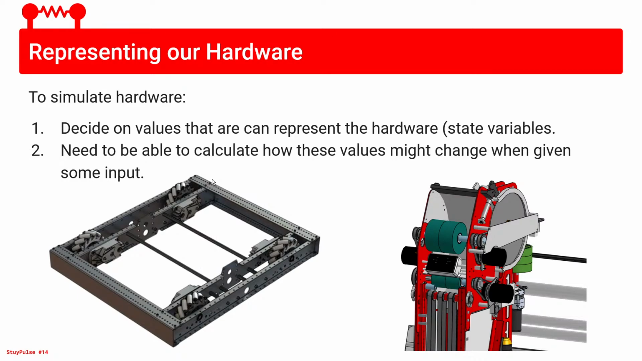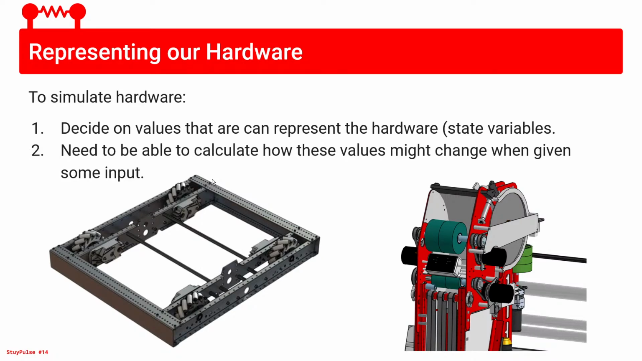So an example of that is a shooter. A value that we might want to use to represent a shooter is its velocity, how fast it's spinning. This is a choice that we're making, because we could also decide to keep track of how much it's spun, but we're deciding not to do that because all we really need for a shooter is the velocity. And we're also going to have equations that keep track of, when you give voltage to a motor, how much the velocity changes.